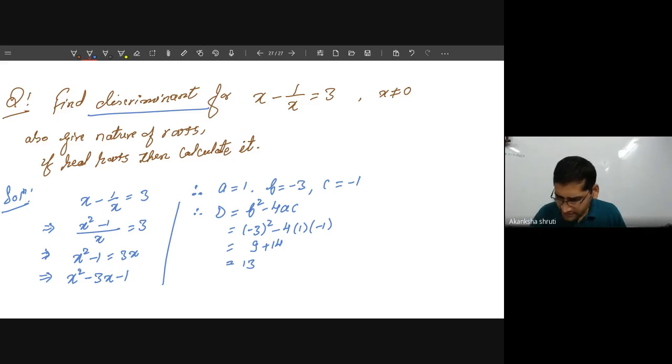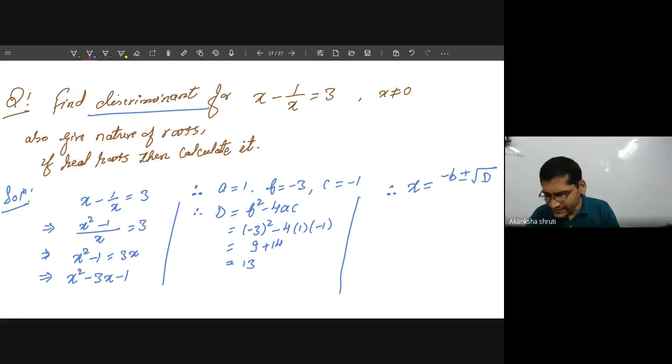While knowing this, the x can be calculated. Therefore, what is the value of x? It is given by minus b plus or minus under root of d. Student, while you have already calculated the d, no need to substitute b square minus 4ac. You just substitute d there and divide it by 2a. What are these values? So carry on.